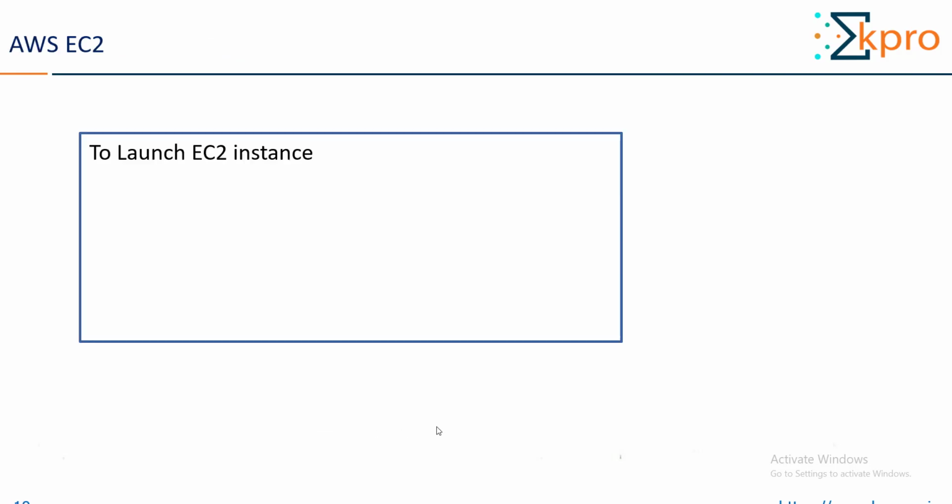Now if you want to launch an EC2 instance, very simple. Let me compare with on-premises. If you want to run a server, what do you need? You need an operating system. So here that is called choose an AMI. AMI is Amazon Machine Image. What is this machine image?